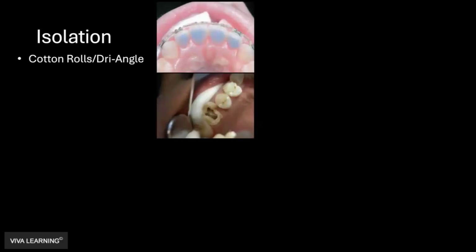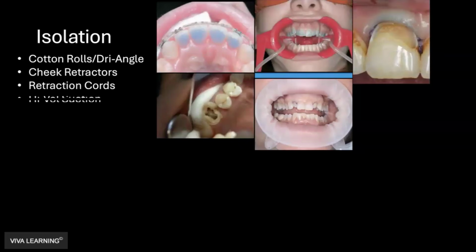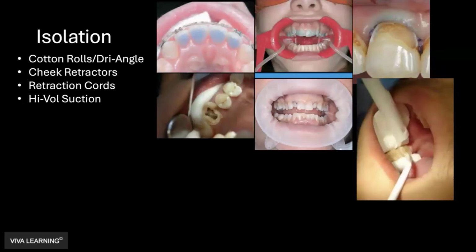There are many methods to do isolation. I know, cotton rolls, who hasn't done cotton rolls at least one time in their careers? Hopefully you're not the guy doing root canals like this. But cotton rolls is a way to do isolation. There's also cheek retractors. There's many ways you can do isolation, retraction cords, and all this other stuff.